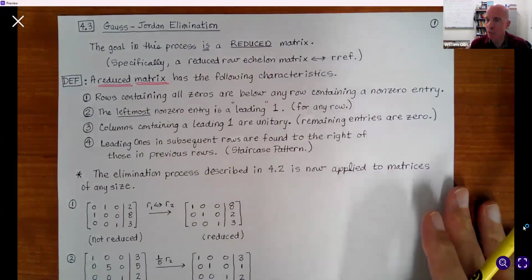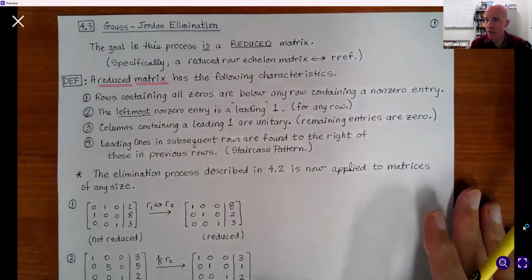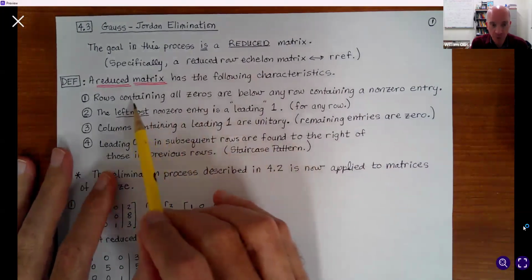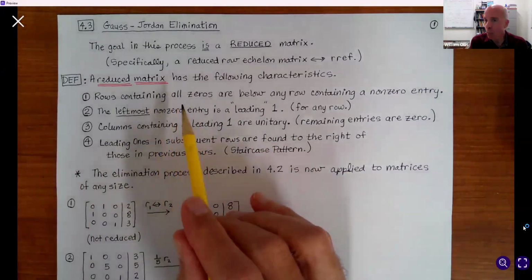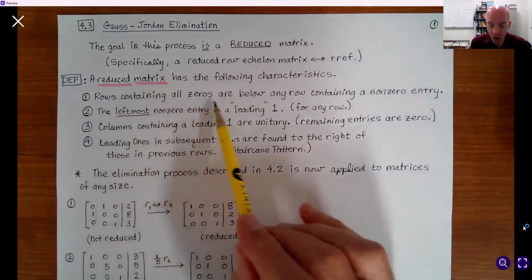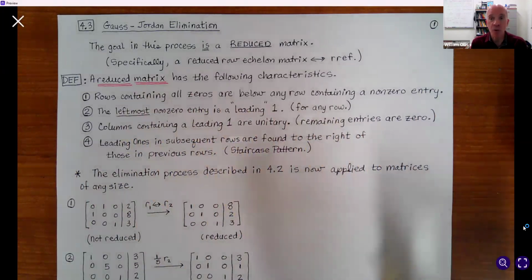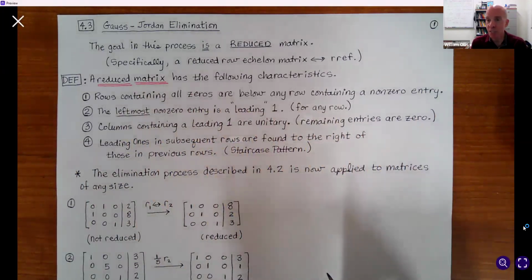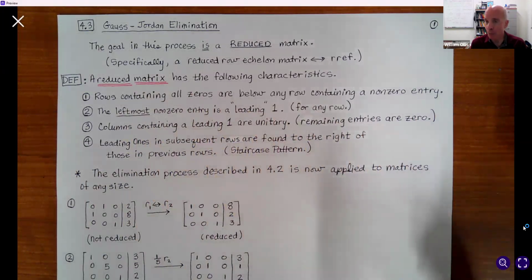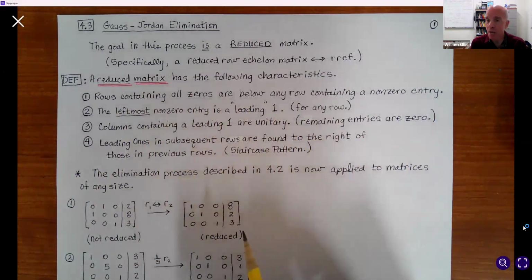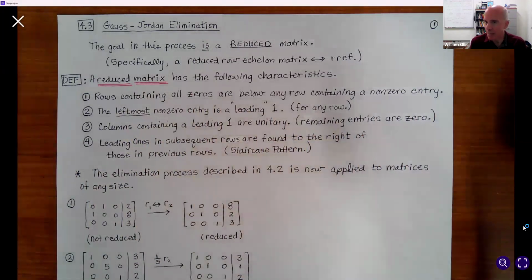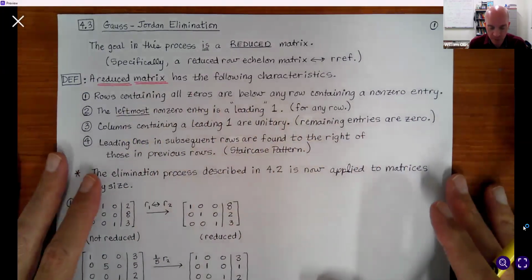But what does the reduced matrix have as far as characteristics? Well, the very first one is easy, but it isn't always apparent. Rows containing all zeros are below any row containing a non-zero entry. So we remember when we were able to achieve a row of zeros in the Gauss-Jordan elimination, that would imply that we had a free variable. Now, of course, if there is no free variable, you don't have the row of zeros. So again, this is a special case that can happen, but certainly not always.